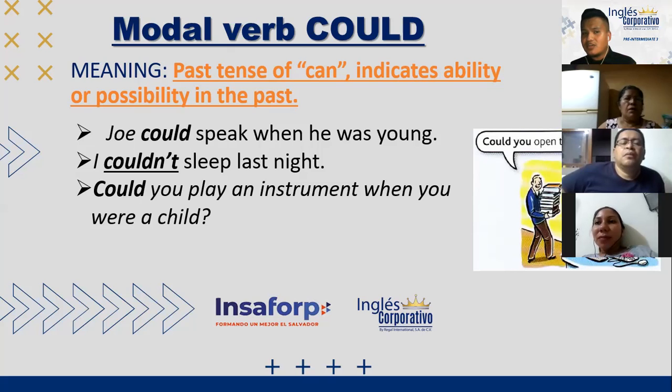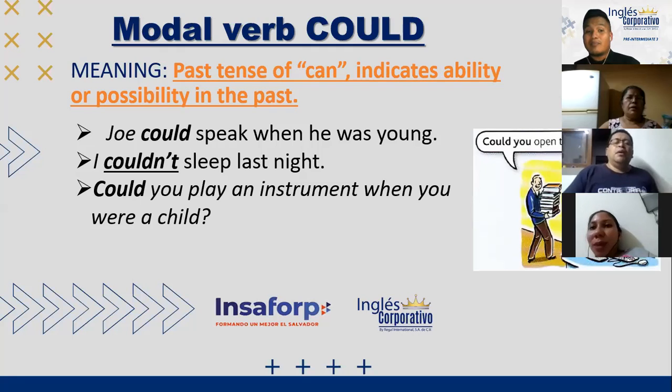Yes? As you can see here in this case, this could... Okay, let me see if you're paying attention. Joaquin, in the first one, is it giving you ability or possibility? Ability. And the third one, Stephanie, Roxana, is it giving you a possibility or an ability? An ability. Why? It is a possibility because you are asking someone and you don't know yet if that person was able to play the instrument. So you are trying to get a possibility of that, okay?